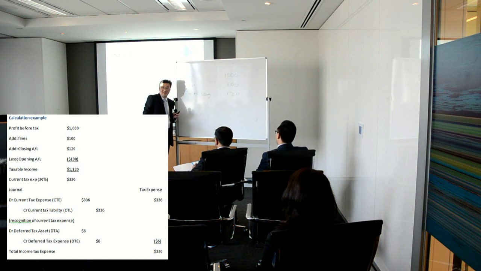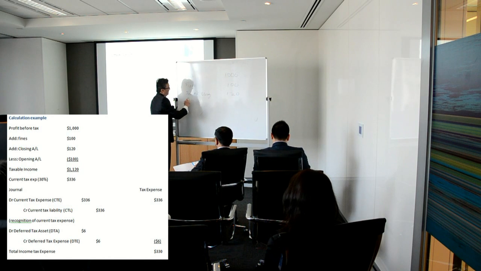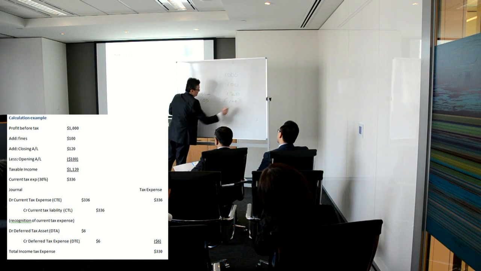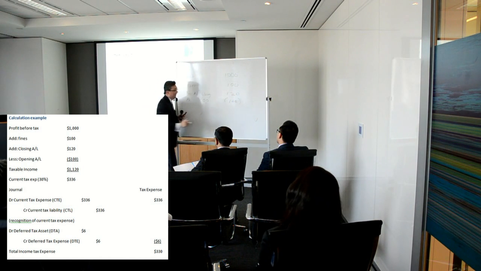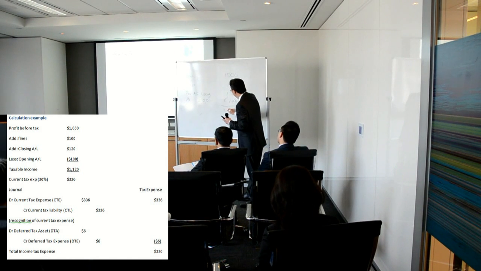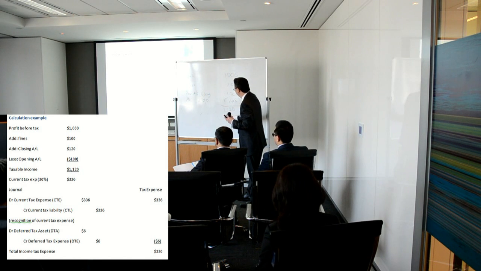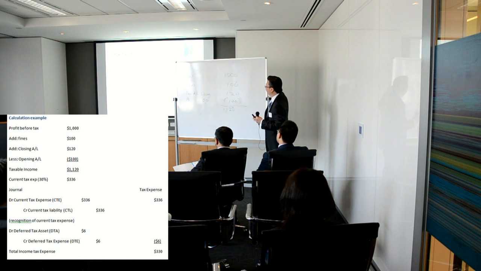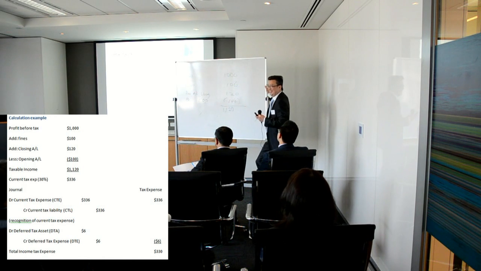Add back the closing annual leave provision. That's just 0. Subtract the opening. That should give me 1120. Is that right? Yep. Hope that's right. I'm a tax partner.